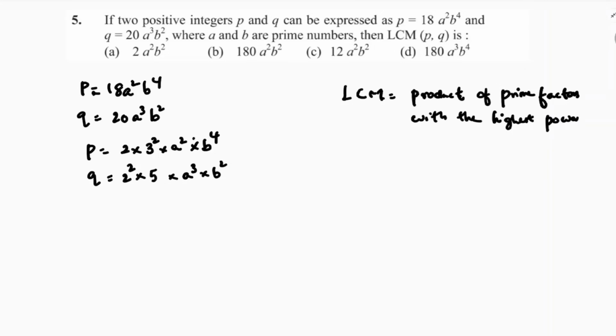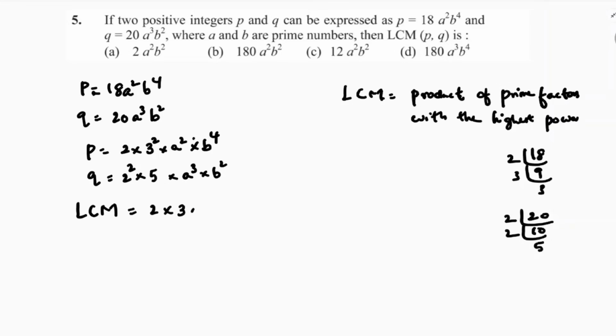So now I need to find, because the 18 prime factors are 2 times 9, 3 times 3, and in the same way 20, 2 times 10, 2 times 5. So I wrote prime factors. Now LCM is product of prime factors, so 2, 3, 5 with the highest power. So 2 is 2 square, 3 square is highest, and 5.